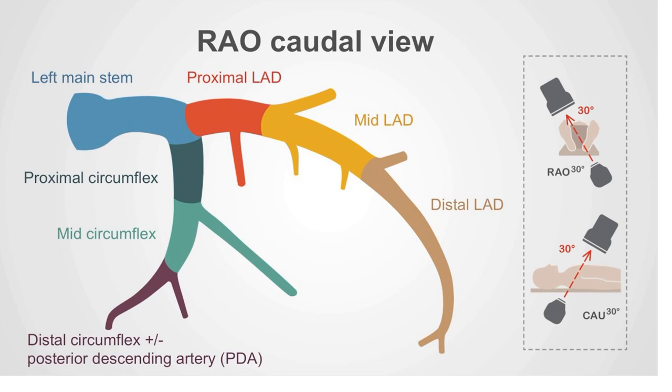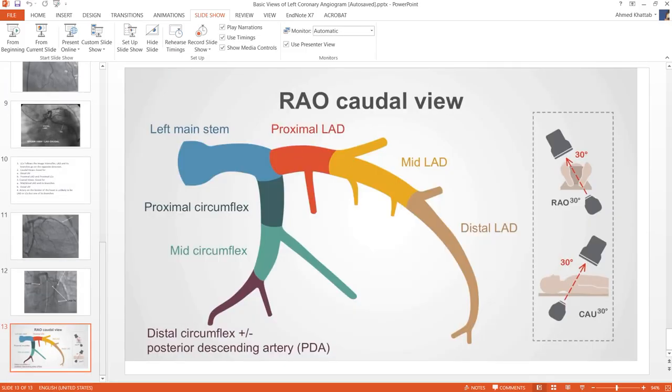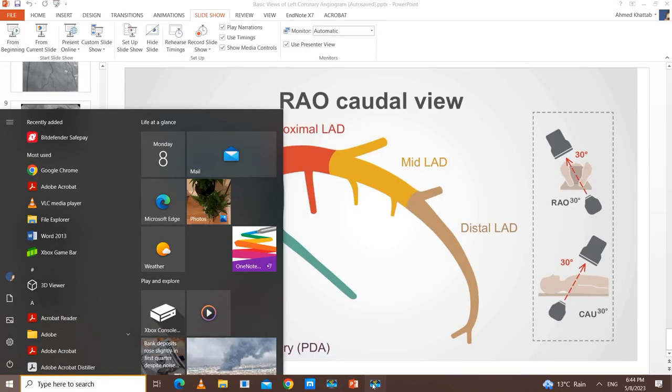I hope this has been useful, and I think it could be very useful if you look at the angiograms of the patients and try to determine which one is LAO, cranial, caudal, RAO, cranial, caudal, and identify the LAD from the circumflex.